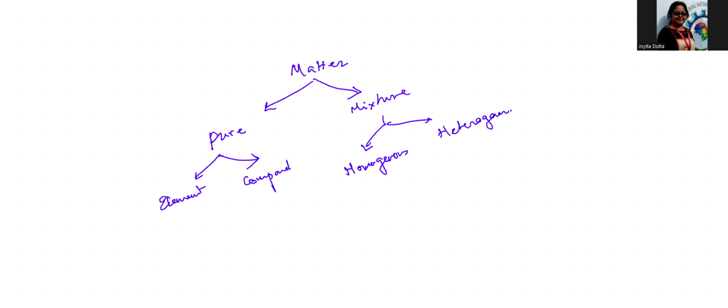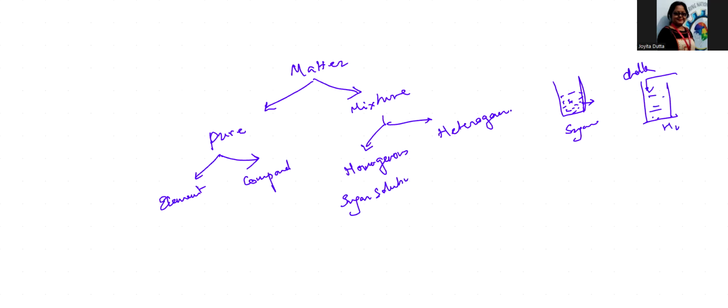Now, if I add sugar into water, what happens? Sugar dissolves completely in water. After some time, this will become sweet water. So that sugar solution is a homogeneous mixture. Whereas if I add some chalk to water, what will happen? The chalk will settle down, with less chalk on top. So that is a heterogeneous mixture, where the composition is not the same throughout. And where the composition is equal throughout, like sugar solution, that is a homogeneous mixture.